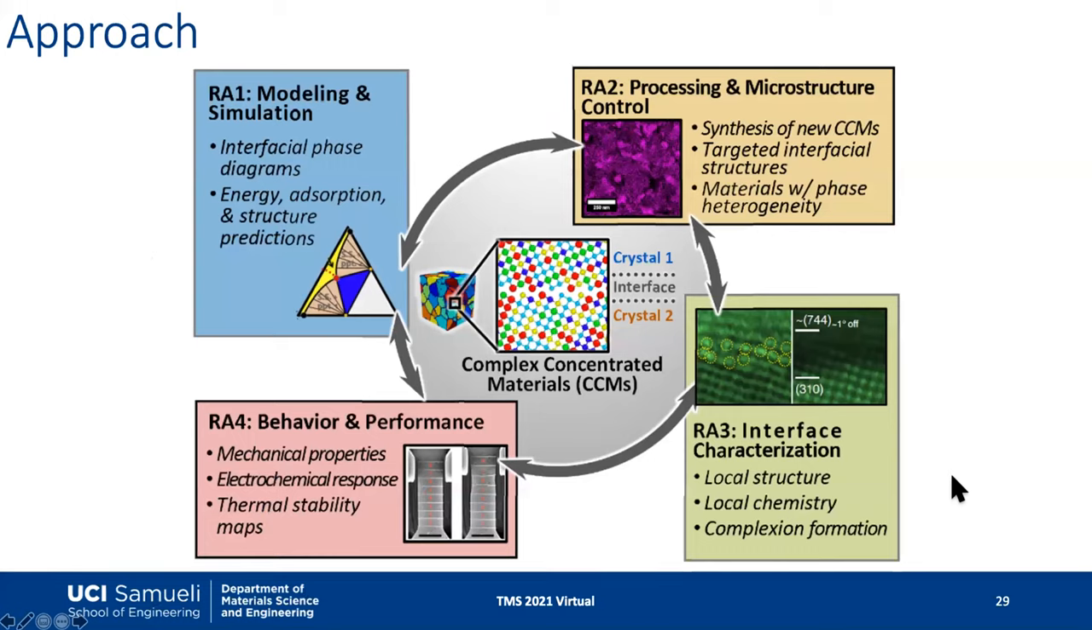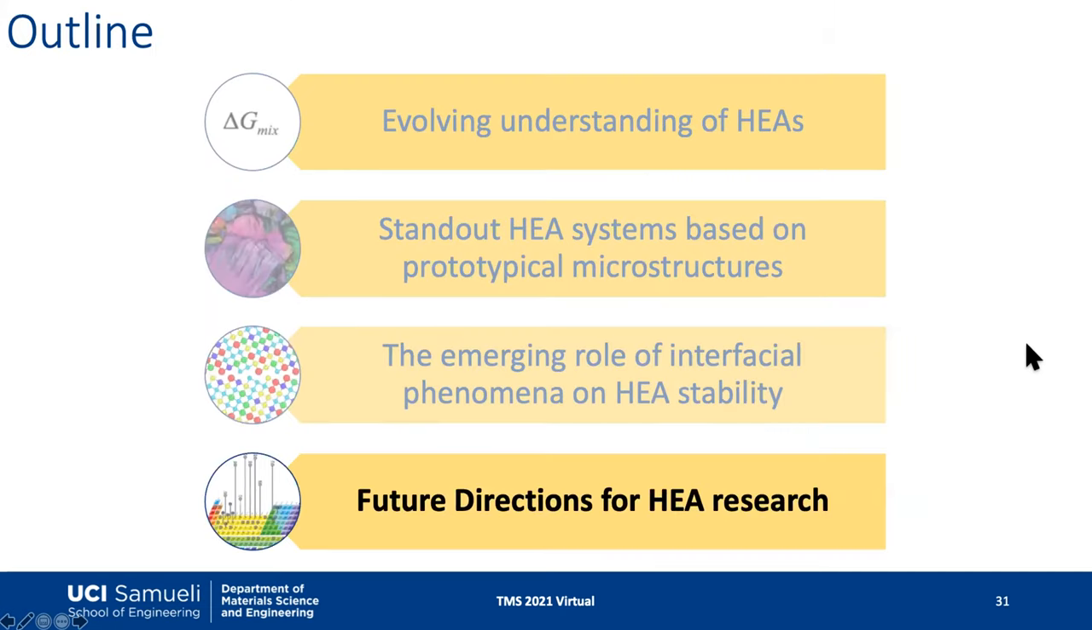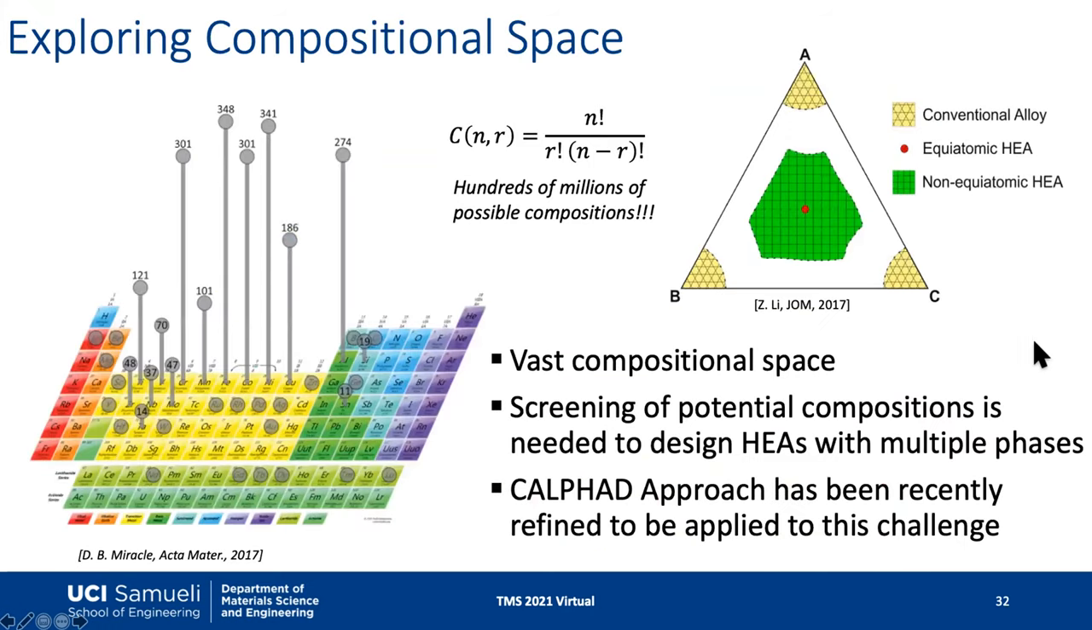The approach that we're taking with our research group one, IRG1, which is led by Tim Rupert, Shashing Pan is the director of the MERSEC at UCI. And as you can see from this, we're looking at obviously processing, characterization, behavior, modeling, you know, the whole ball of wax. It's a very collaborative team, as you would expect in a MERSEC, very interdisciplinary, and half of the researchers are less than 10 years from their PhD. So it's a wonderful mix of remarkable people working together, and you'll hear a lot more from us in the near future.